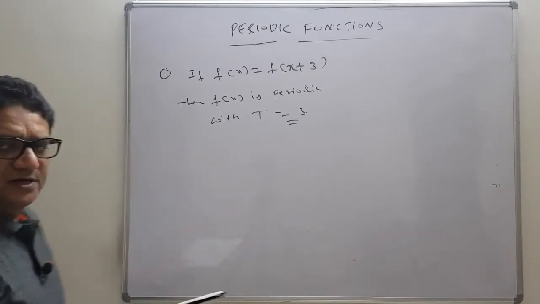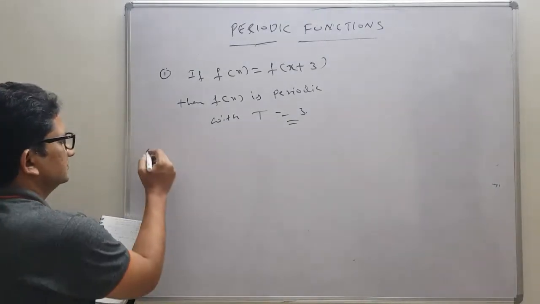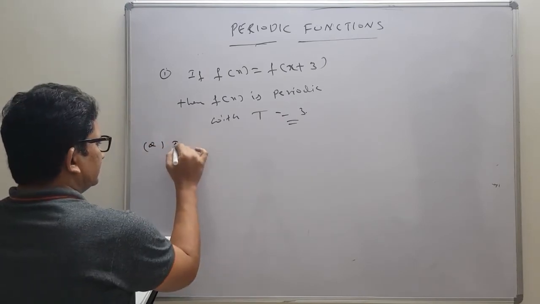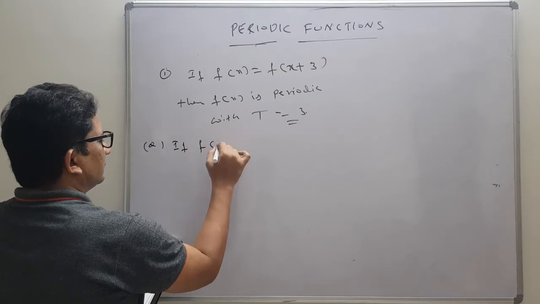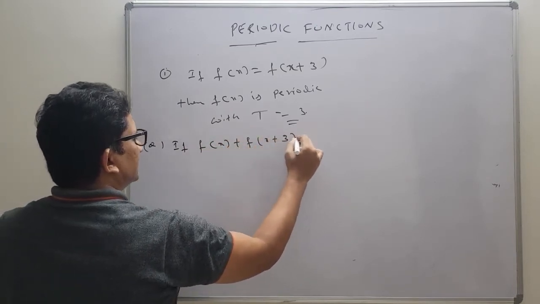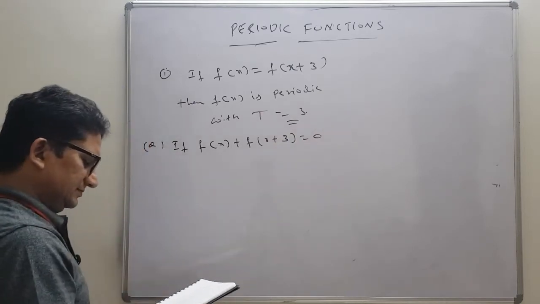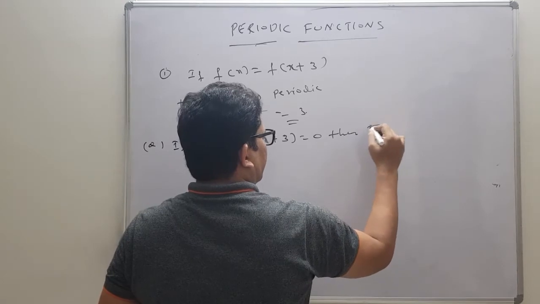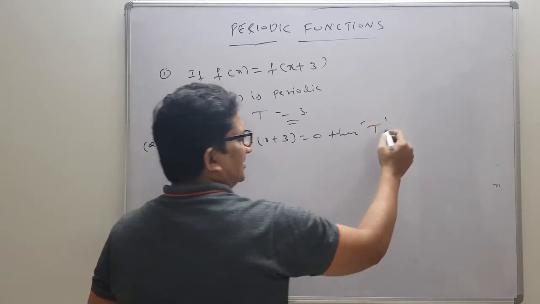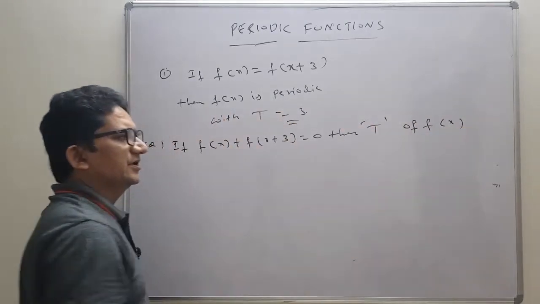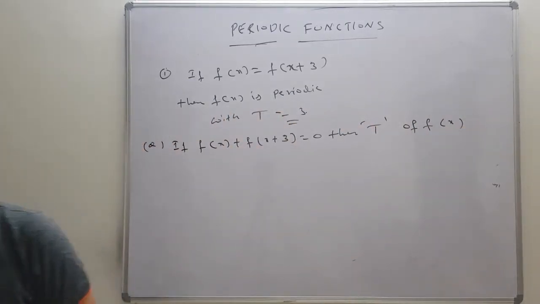Now we will take a fundamental question based upon these definitions. If f(x) + f(x+3) = 0, then find the period T, meaning the period of f(x).